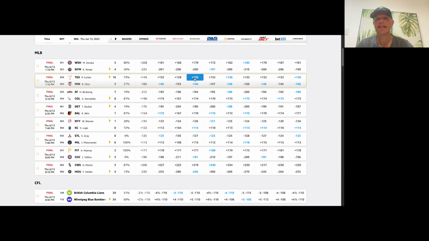However, if the line was incorrect at plus 132, which means at 132 there were enough people on the Minnesota side that said, hey, this line is off, meaning Minnesota shouldn't be 146, oftentimes what you'll see late is the line move in the other direction, meaning it might go back up to maybe minus 153. Well, in this case, it did not. It opened at plus 145 and closed at plus 132.